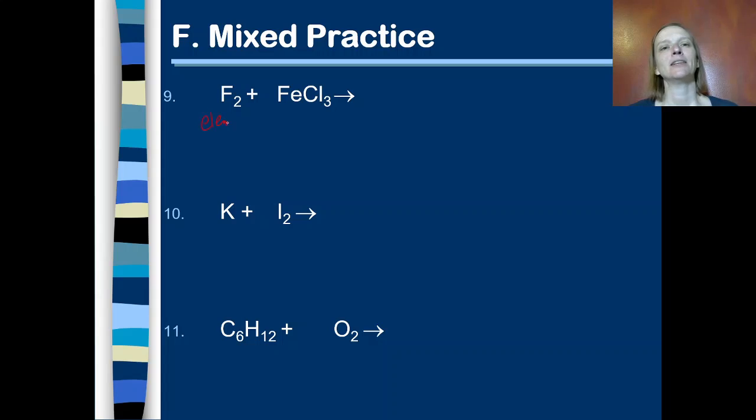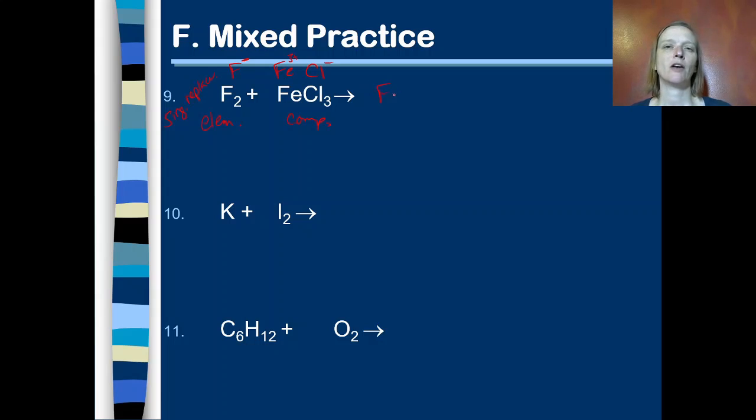Here I have an element plus a compound. Therefore, this is a single replacement. Fluorine forms fluoride ions with a charge of -1. So this is going to take the place of the chloride ion that we have over here. This is iron with a charge of +3, and it's going to stay as iron with a charge of +3.